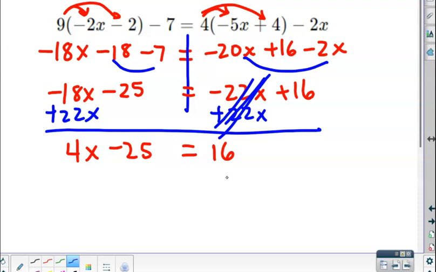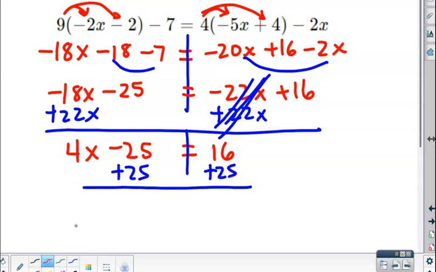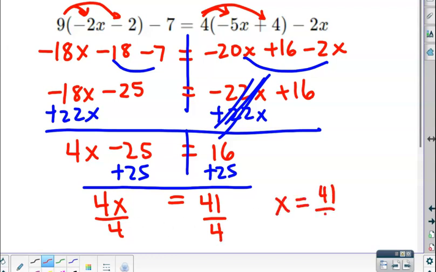Now I need to get my constants together on the same side, so I'm going to add 25 to the left and the right, and then I'm going to rewrite 4x is equal to 41, and then when I divide by 4, this does not go in evenly, so I'm going to leave it as 41 over 4.